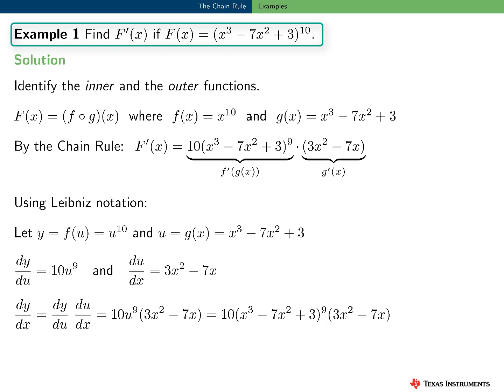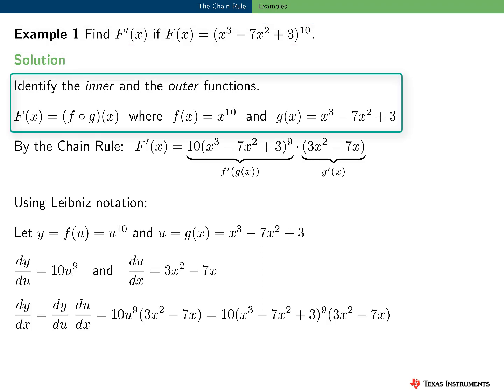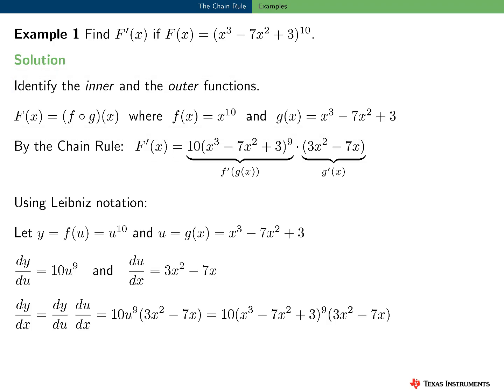Let's consider capital F, which is this polynomial raised to the 10th power, and let's see if we can find the derivative of this function. I have to be able to recognize that function as a composition, and I have to be able to identify the inner and the outer functions. After a little bit of thought, I can see that the outer function f is x to the 10th, and the inner function g is that polynomial. The derivative of little f is 10x to the 9th, and the derivative of g is 3x squared minus 7x.